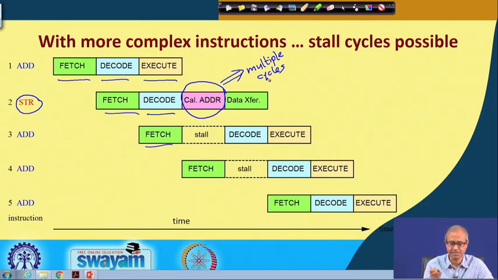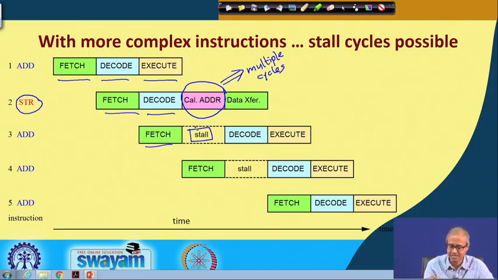So, what does that mean? Multiple cycle means that you cannot decode the next instruction unless this execute is over. So, there will be some delay here because it requires multiple cycles. Such delays we refer to as stalls, we call them stall cycles. Stall cycle means some cycles are wasted.